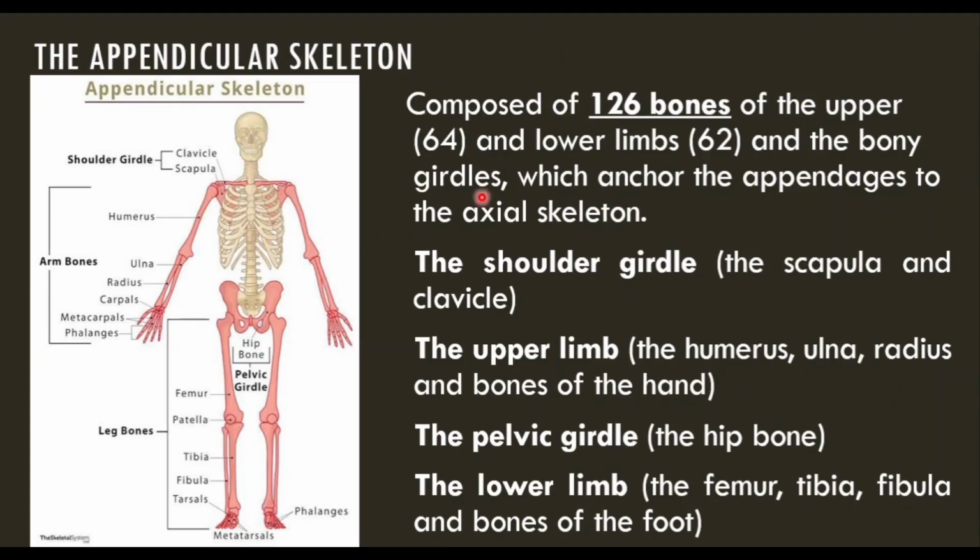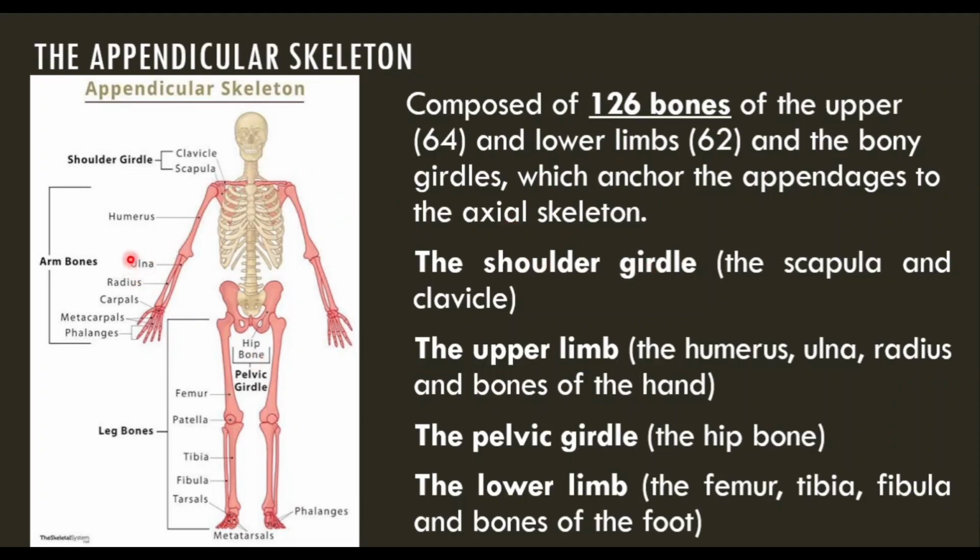The appendicular skeleton consists of 126 bones and is made up of the upper limbs and the lower limbs. The bones that make up the upper limbs and lower limbs are called the appendicular skeleton. There are 64 bones in the upper limbs and 62 bones in the lower limbs. The upper limbs are the bones in the arm, while the lower limbs are the bones in the leg. But there are also a few other bones that make up the appendicular system.